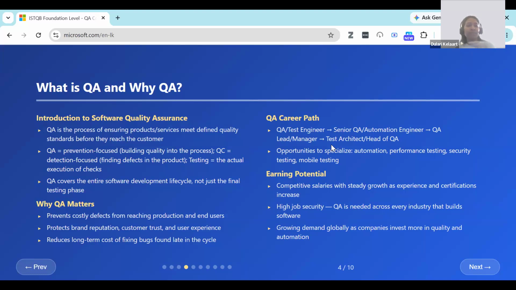Other than this basic QA path, we have alternatives as well, specializations that you can obtain: the QA who is specialized in automation, the QA who is specialized in performance testing, the QA who is specialized in security testing. These days, with AI and all, another path has been created: the QA who is specialized in AI testing.